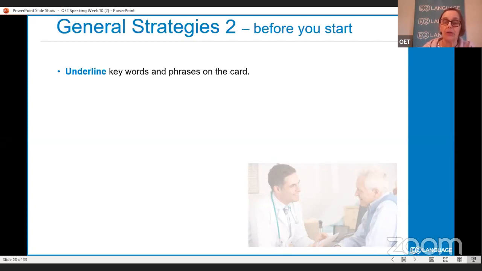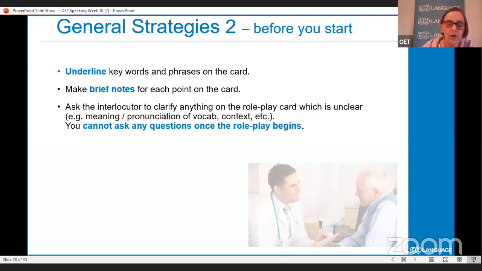Now, the next lot before you start. Now, this is the preparation. You underline the keywords or phrases on the card. You can make brief notes for each point on the card. Pick out something, whatever you want. Then don't forget to ask if you need the interlocutor to clarify anything on the role play which is unclear, whether it's the meaning of vocabulary, pronunciation, context, and things that you don't understand.